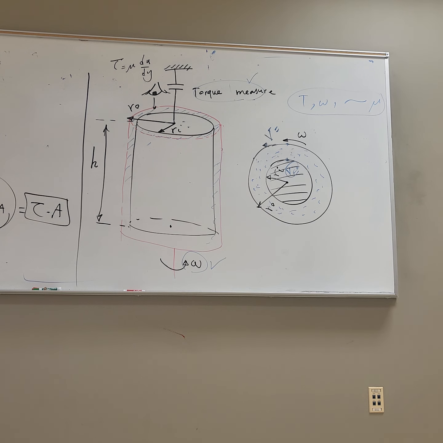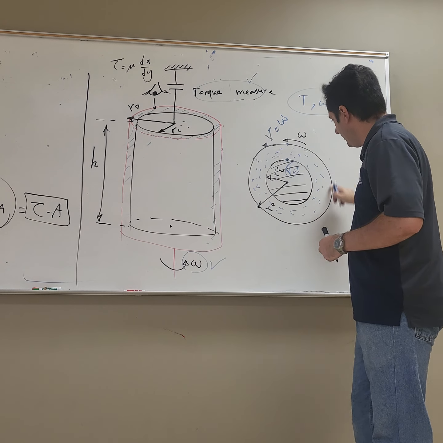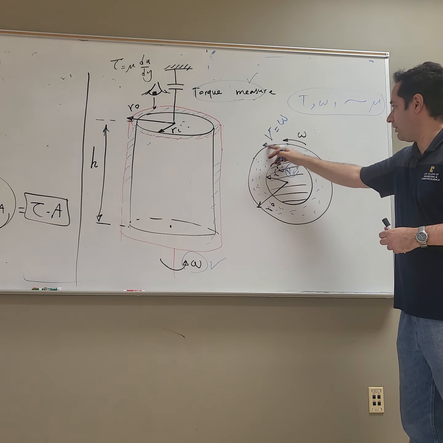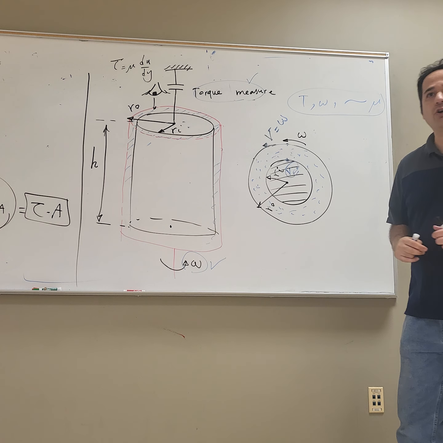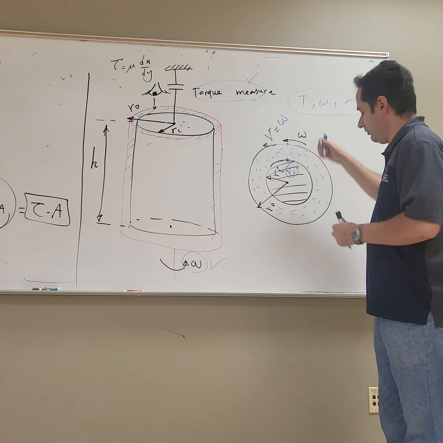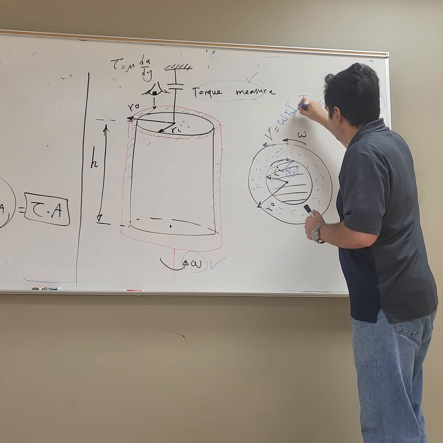If you have a rotating wheel, what was the velocity on the wheel? Omega over radius? Or omega times radius? Omega times radius. So what's the velocity of this wheel? What's the radius of that wheel? Ro. It's not Ri, it's Ro. So the velocity there is omega Ro.